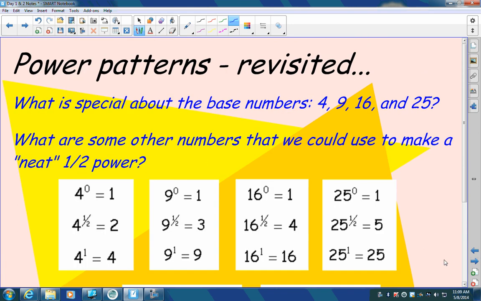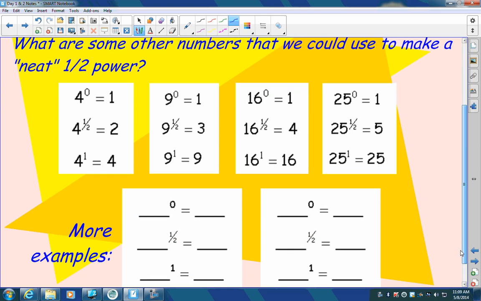Okay. Now, it says, what is special about the base numbers 4, 9, 16, and 25? What are some other numbers we could use to make a neat 1/2 power? That's what we were talking about when we said that 36 to the 1/2 is 6, because that's the square root of 36.